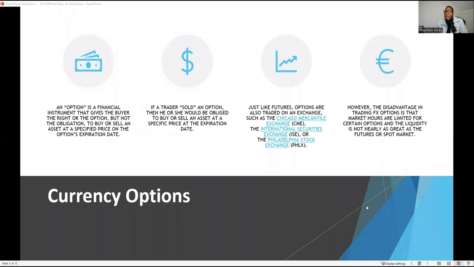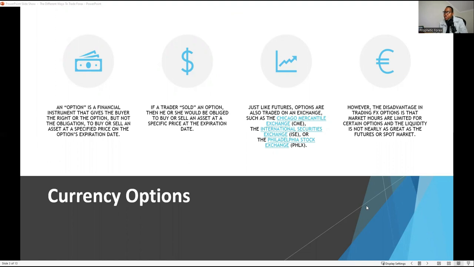Then we have the second one here, which is currency options. When we speak about a currency option, it's an option. Basically, an option is a financial instrument that gives the buyer the right, or the option, but not the obligation, to buy or sell an asset at a specified price on the option's expiration date. If a trader sold an option, then he or she would be obligated to buy or sell an asset at a specific price at the expiration date.